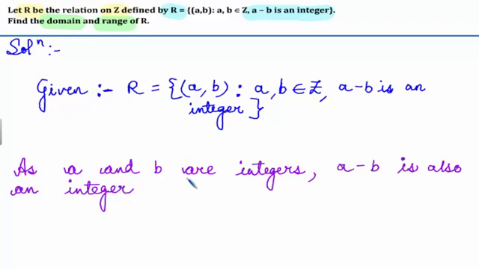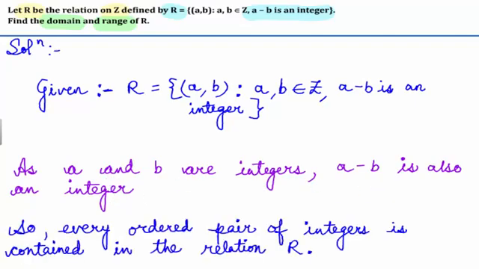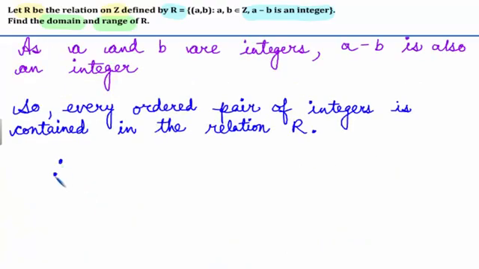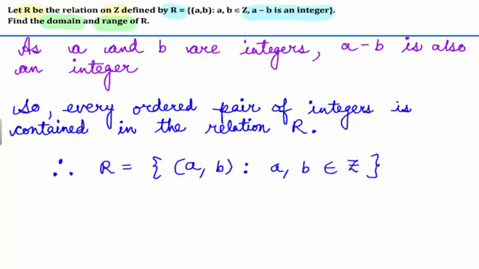As A and B are integers, A minus B is also an integer because we know that the difference of two integers is always an integer. So from this we can say that every ordered pair of integers is contained in the relation R. Therefore, R will be equal to {(A, B) such that A and B both belong to Z, the set of integers}.